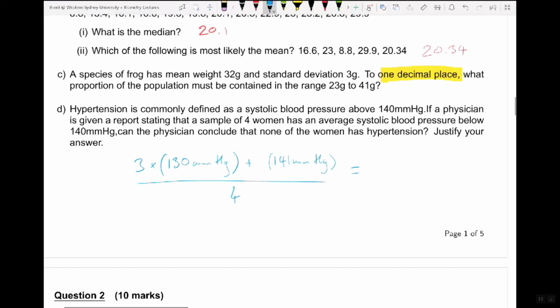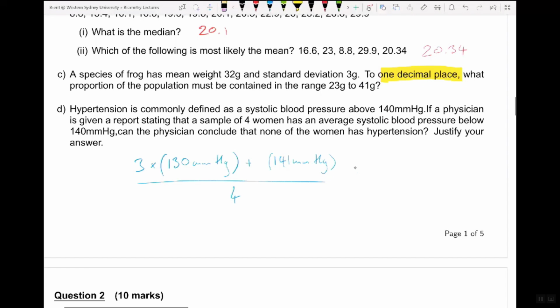Because there's a counterexample. Just one counterexample, that's all you need to prove it wrong. You don't need to prove it wrong in general. If someone gives you a general statement in maths, all you need is a single specific example to say that that is wrong. It doesn't apply everywhere. And there you go. Okay? You could even flip it around. You could have 3 women whose blood pressure was above 140 millimeters of mercury, and one who was just so far below it that it skewed the mean down into that range. Okay? So the answer is no.